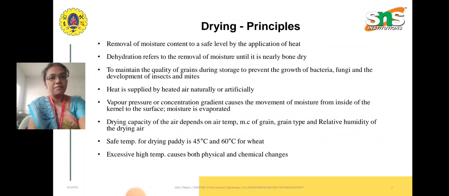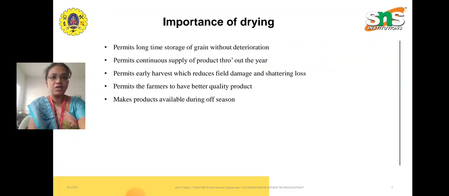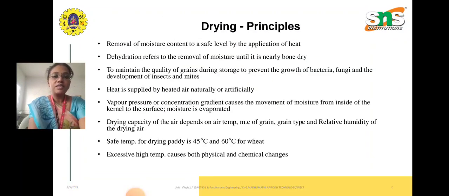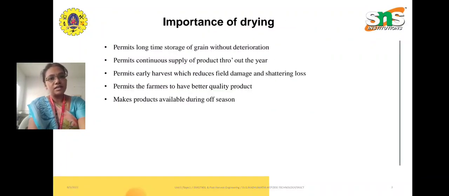And the drying capacity of the air depends on air temperature, moisture content of the grain and relative humidity of the drying air. Also, the safe temperature for paddy is 45 and for wheat is 60. So what happens is when the temperature exceeds, it causes both physical and chemical damages. So these are the basic principles.